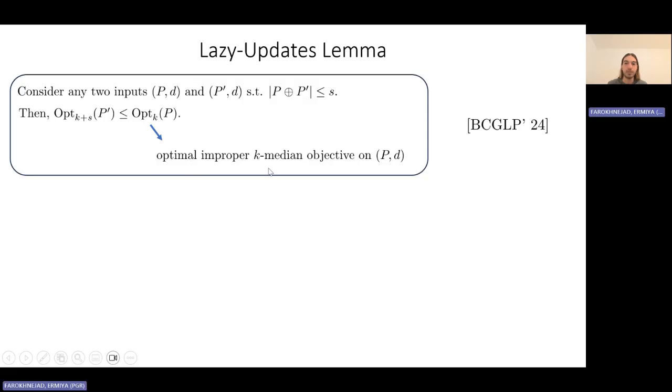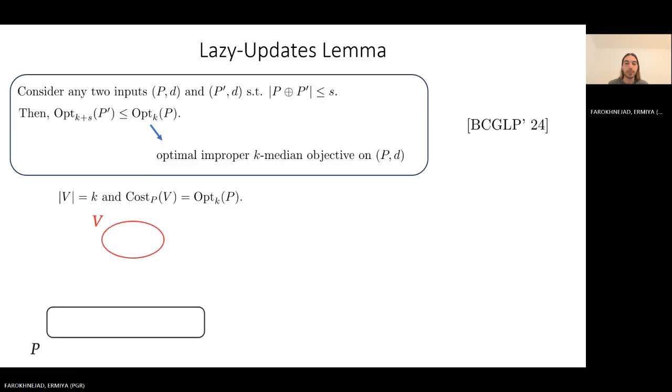The optimal improper objective function. And now the lazy updates lemma says that this inequality holds. Let me tell you a little bit about the proof. Let's say that V is the optimal solution of size K in P. So this is V and this is the space P.